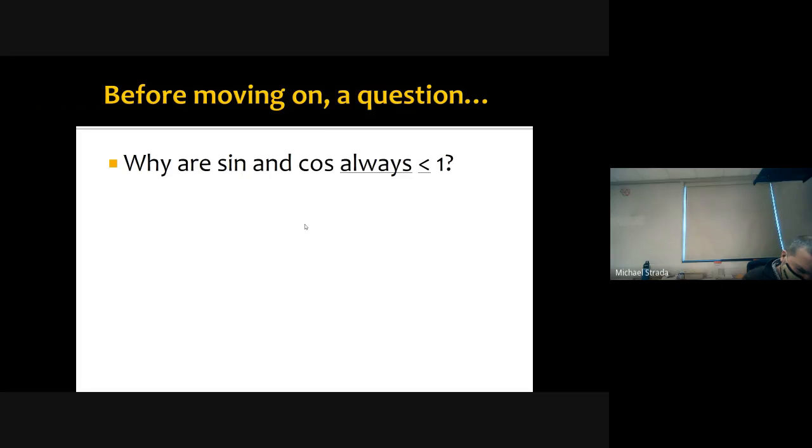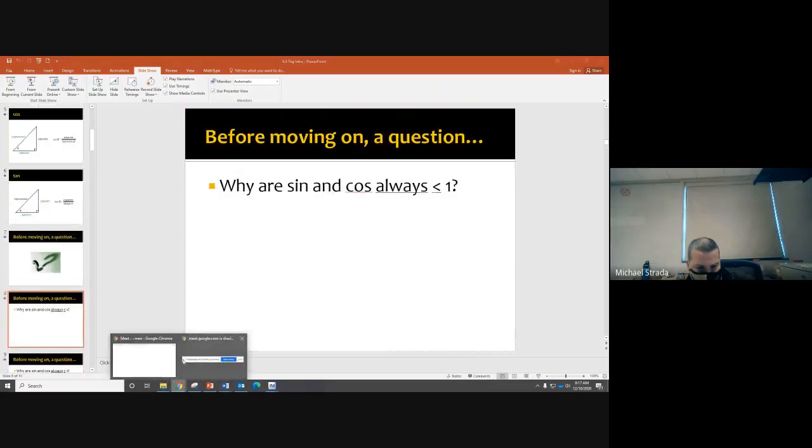The S stands for sine. The O stands for opposite. The H stands for hypotenuse. The C stands for cosine. The A stands for adjacent. The H stands for hypotenuse. The T stands for tangent. The O stands for opposite. And the A stands for adjacent. SOHCAHTOA is a phrase that helps you remember which one's which.